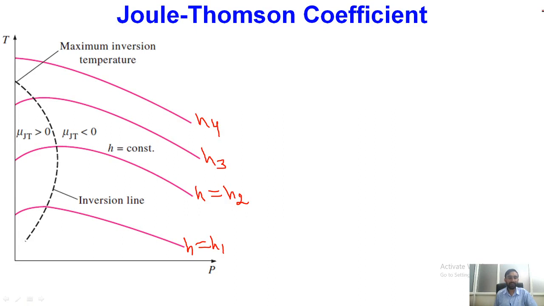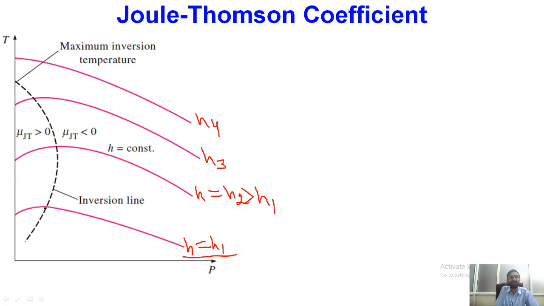Now, if we repeat this experiment for different values of enthalpy, say the first line which I have represented over here is for enthalpy equal to H1, second is corresponding to some enthalpy H2 which is greater than H1, and then similarly we have enthalpies H3 and H4. We will find different constant enthalpy plots, and these lines are nothing but on a temperature pressure plot.